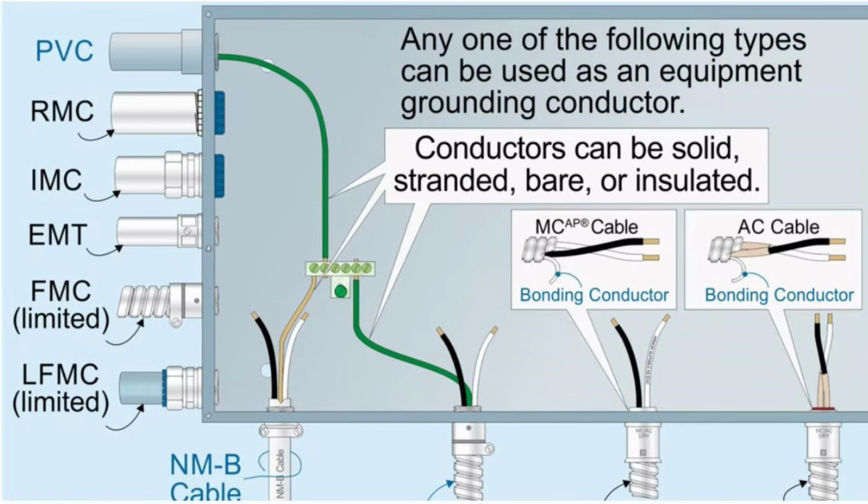And here we have a drawing that says any one of the following types can be used as an equipment grounding conductor. And we have pictures of conductors that can be solid, stranded, bare, or insulated. So we got a green ground wire and a bare ground wire and a bus bar. And on the left we have PVC, which of course you'd have to have an EGC wire in it, and RMC, IMC, EMT, which we went over a little bit earlier, flexible metal conduit, that's limited. So EGCs can come in many forms.